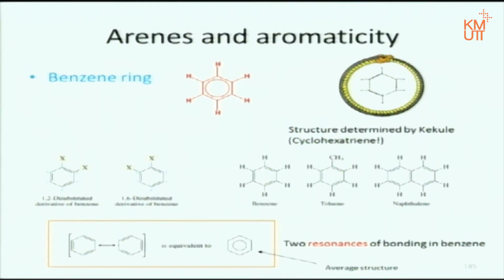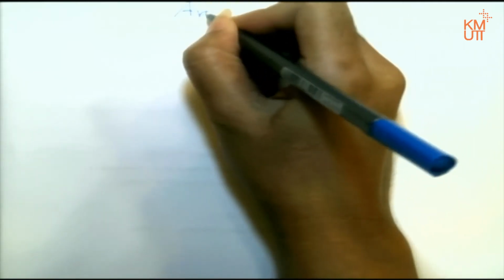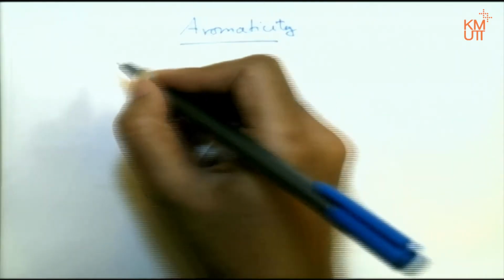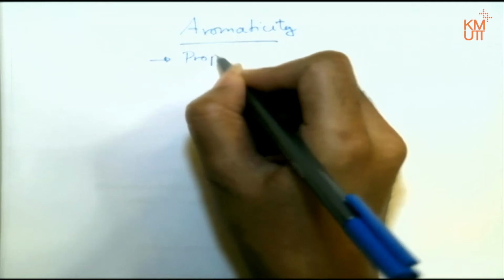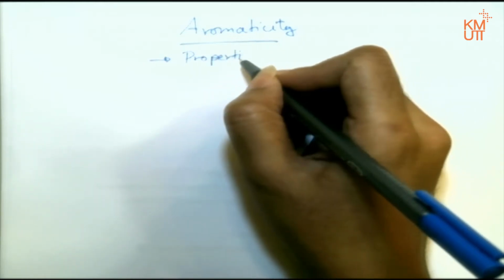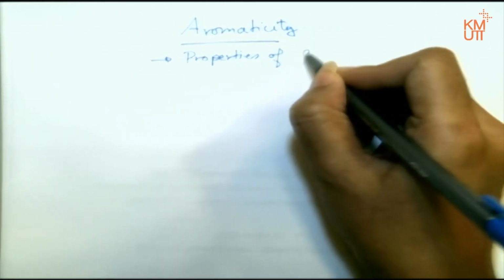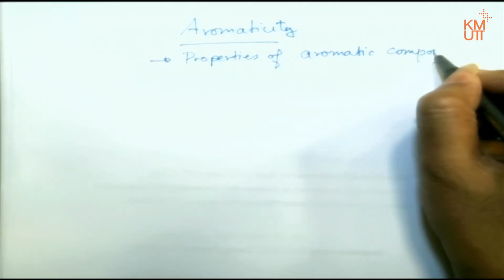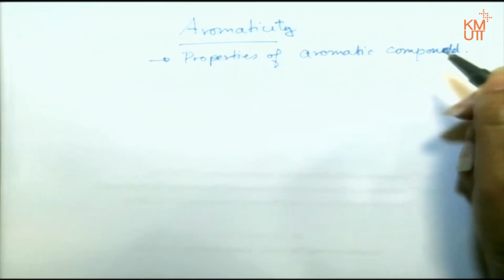For the ring to have aromaticity, the ring must have the resonance form. So, resonance. First we will discuss what aromaticity means. Aromaticity means the property of aromatic compounds. A specific compound can be called aromatic if it has this kind of properties.